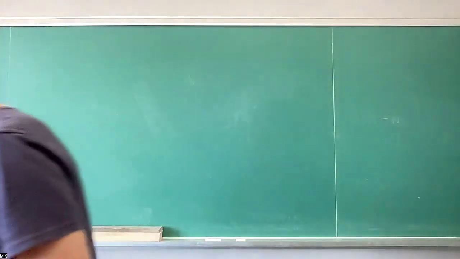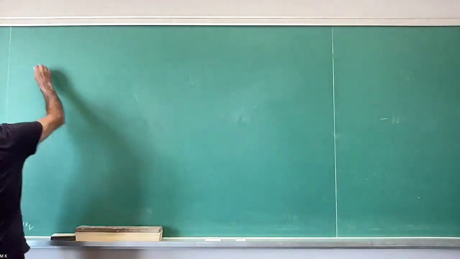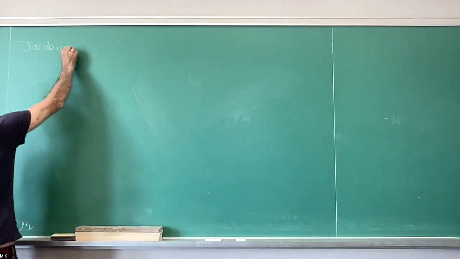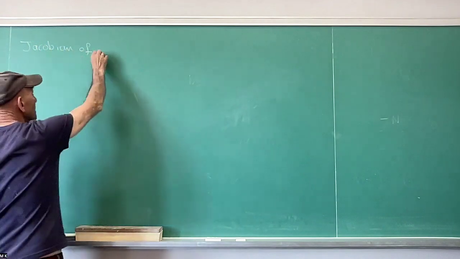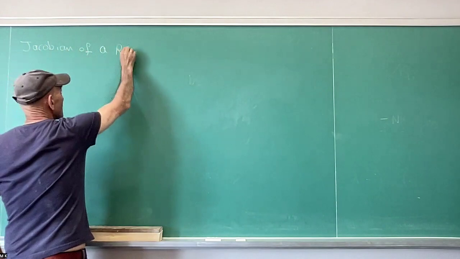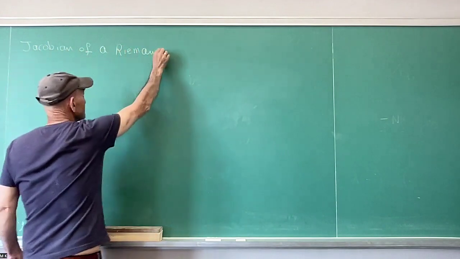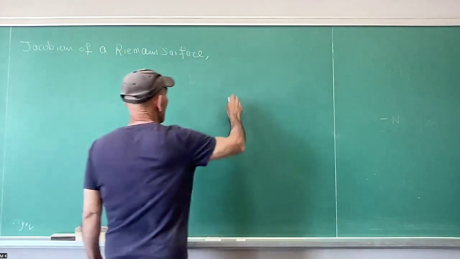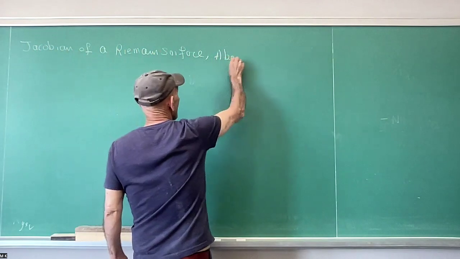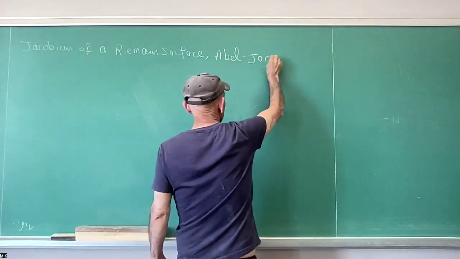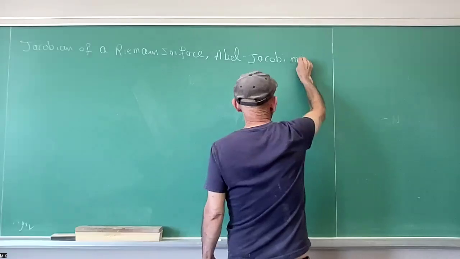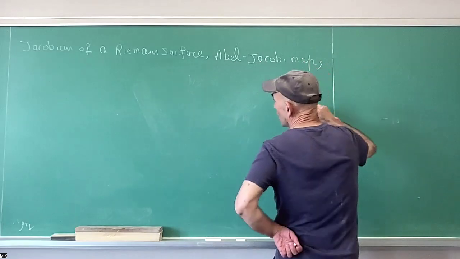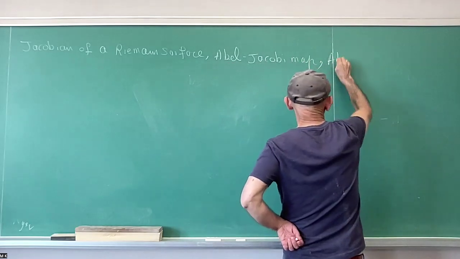Okay, so let's continue with things we were doing: the Jacobian over Riemann surface, over the Jacobian map, and Abel's theorem. So there are three topics here.